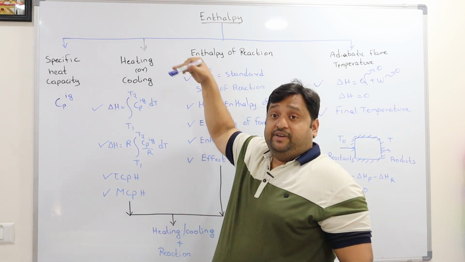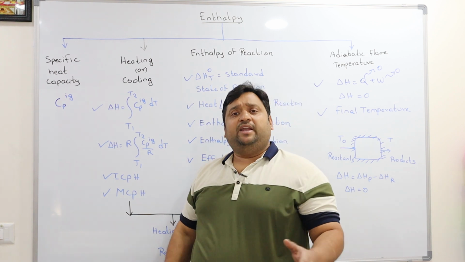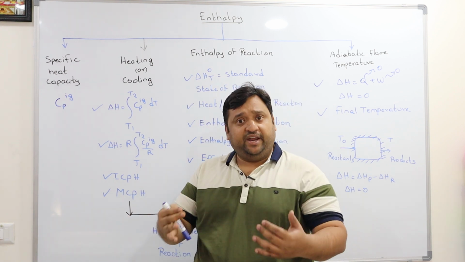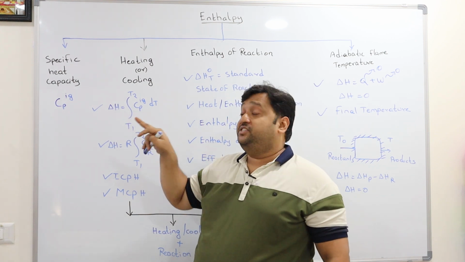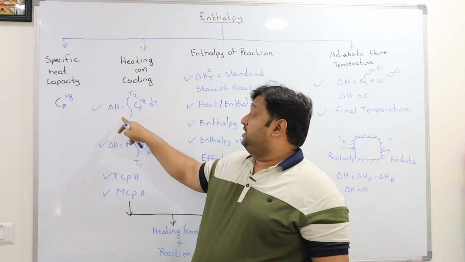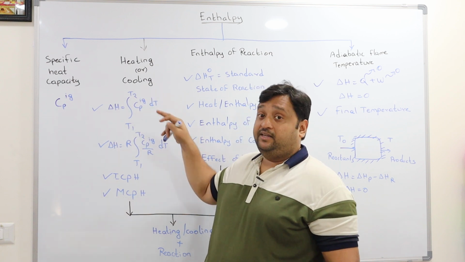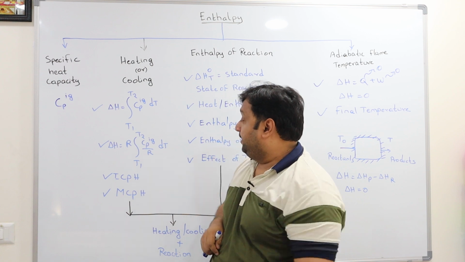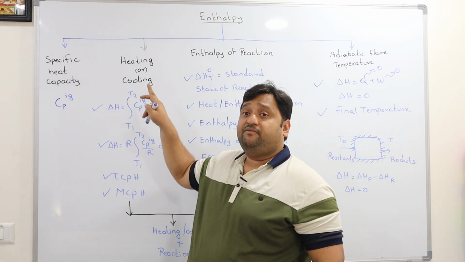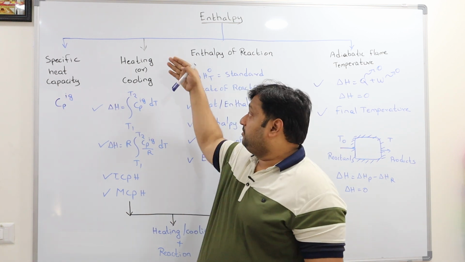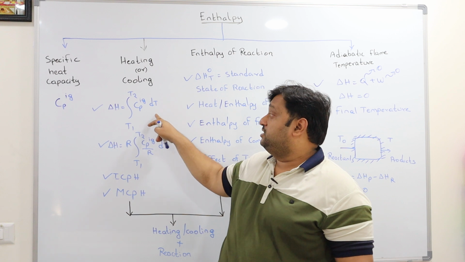The first situation we are going to analyze is heating or cooling purposes. For example, in any situation, if you have to provide heat or remove heat, you need to use this formula. Change in enthalpy is nothing but the integral from temperature T1 to T2 of CpIG dT. T1 is my initial temperature, T2 is my final temperature. So you can estimate the heating or cooling requirements using this formula.